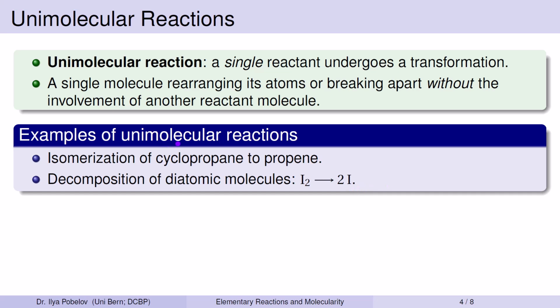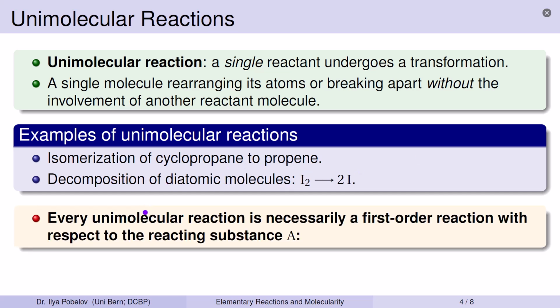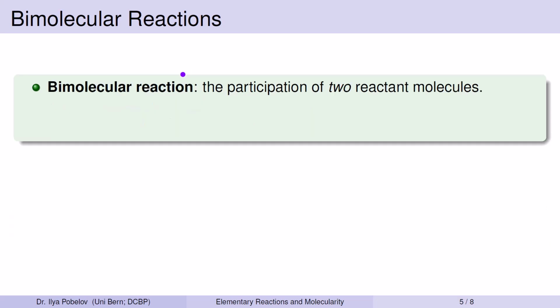In a unimolecular reaction, the rate at which the reactant molecules undergo transformation is directly proportional to the concentration of the reactant. Every unimolecular reaction is necessarily a first-order reaction with respect to the reacting substance. The rate law for such a reaction can be expressed as a product of the rate constant and the concentration of the reactant molecule. A bimolecular reaction, as the name suggests, is characterized by the participation of two reactant molecules.